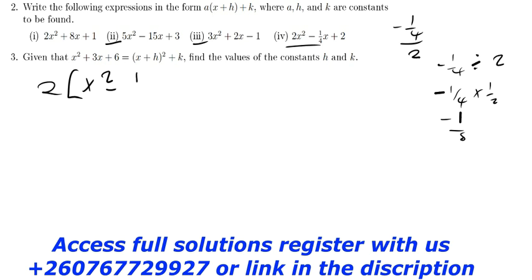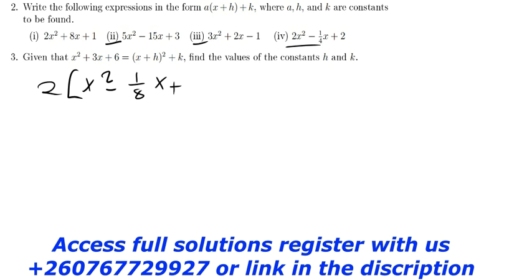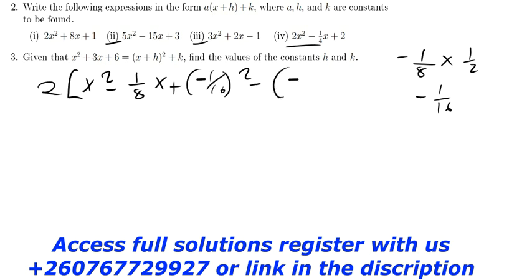So you have 1 over 8 x plus, now half of negative 1 over 8 is negative 1 over 8 times half. This is the half of 1 over 8. So you end up having 1 over 2 times 8, which is 16. So you have negative 1 over 16, squared, minus again the same thing, and then squared.